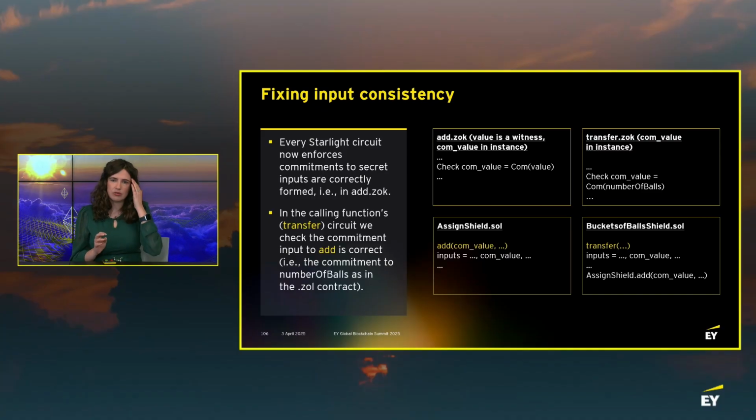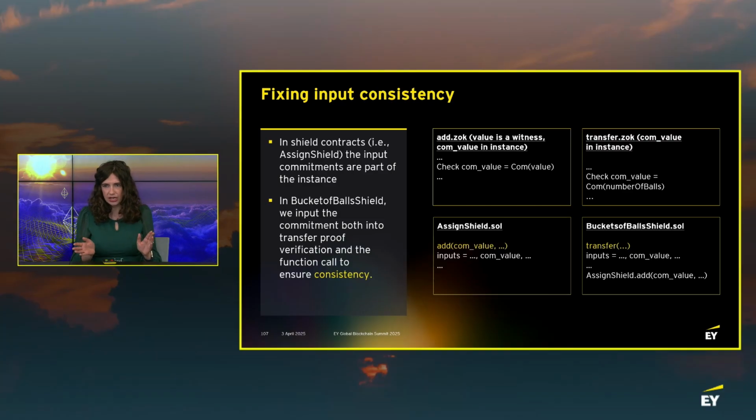So this is roughly how it looks. In the add.zok circuit, we've changed this slightly so that now for every secret input, we also need a commitment, and we need to check in the circuit that this commitment really is correctly formed. And then in the calling function, transfer.zok in this example, for every input to every external function call, we need to put a commitment in the instance. And then we need to check this commitment is correct. So we need to check that this commitment really is the commitment to number of balls in this context.